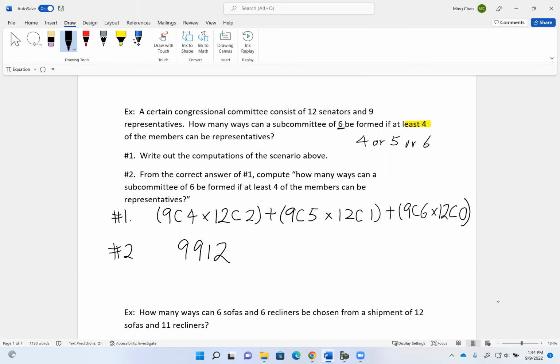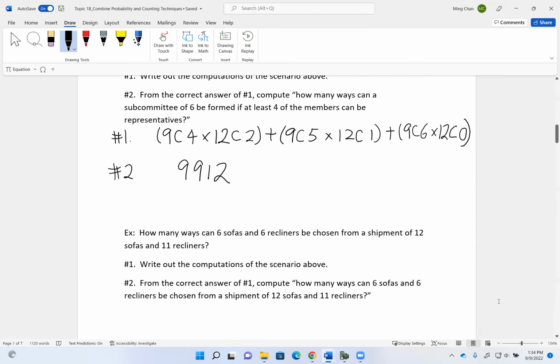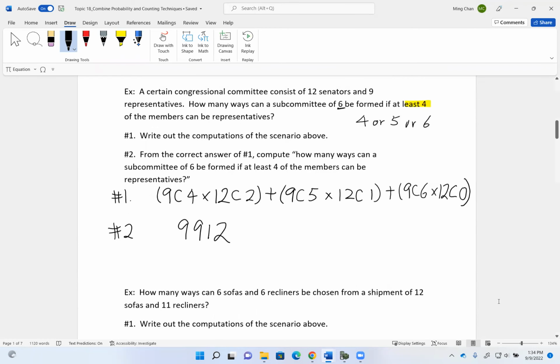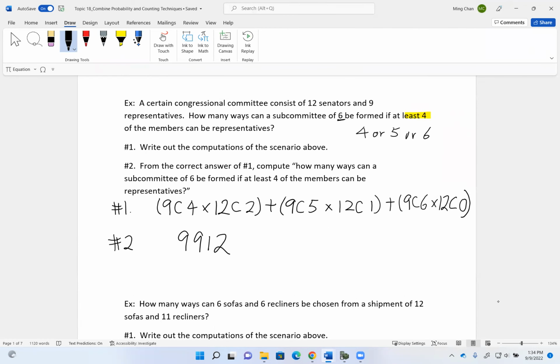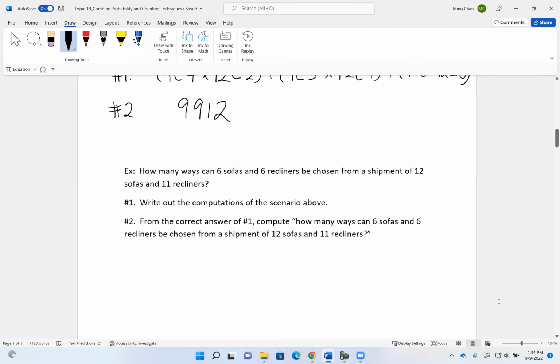So the next example is a little bit different than the first 3. The next one is only one scenario. Okay, so this problem has 3 scenarios, right? Selecting 4, selecting 5, or selecting 6. There are 3 different scenarios added all together, giving me the total number of ways. This one is only one scenario.